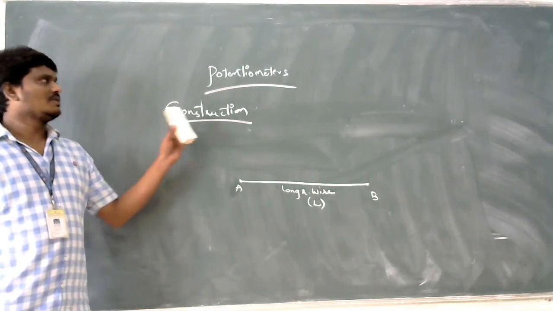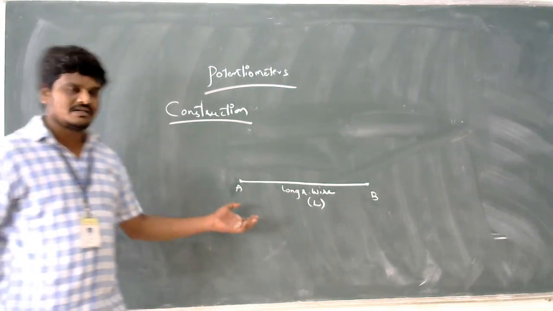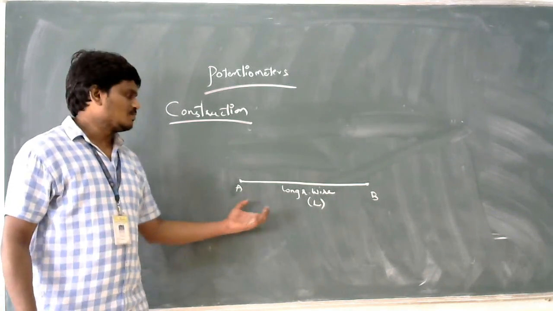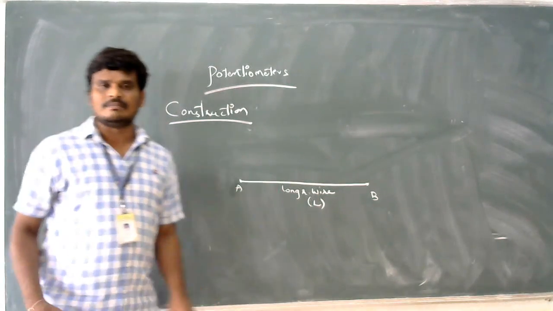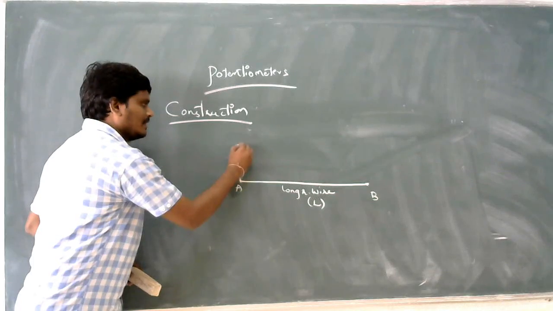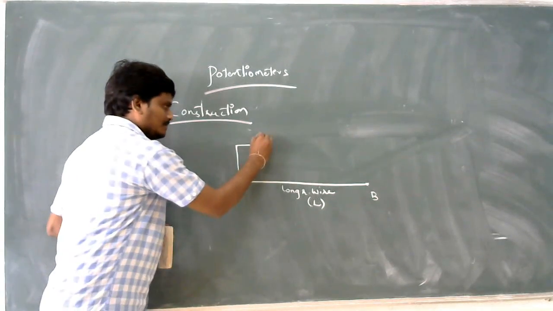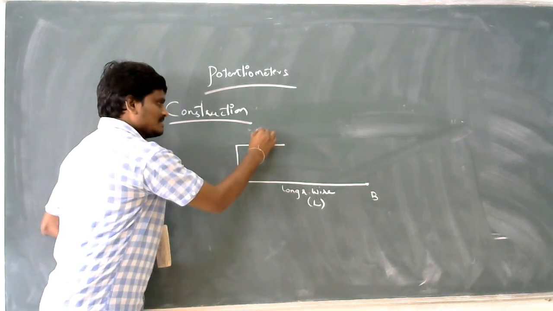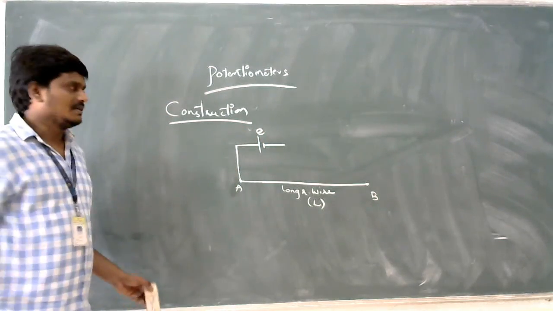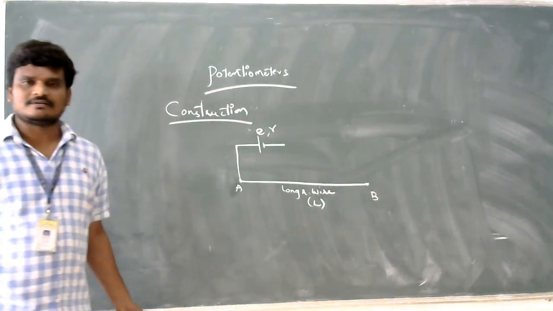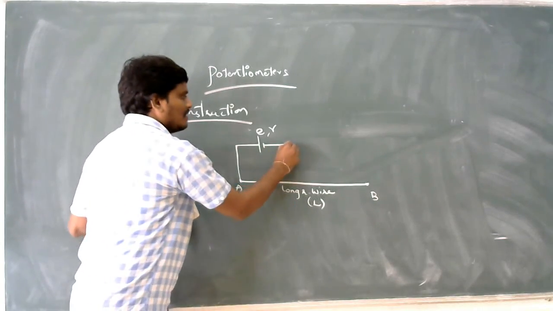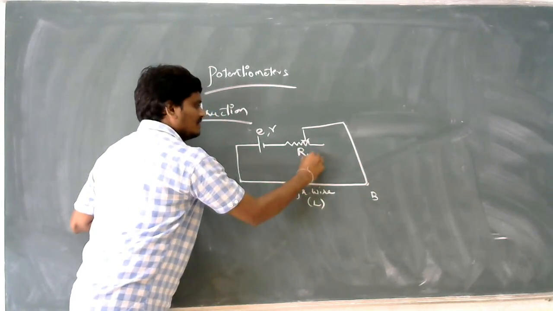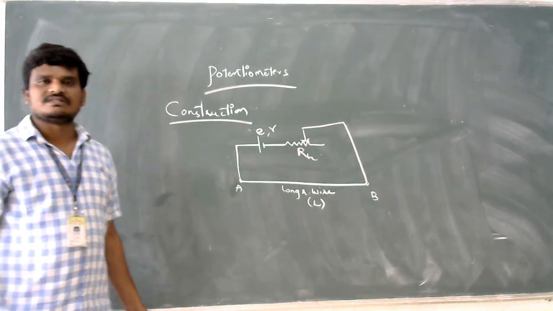So the first point in the construction is a long resistance wire of length L between the points A and B. Now I am going to use one more component, a battery of voltage E with an internal resistance R, which is connected to a rheostat, named RH.